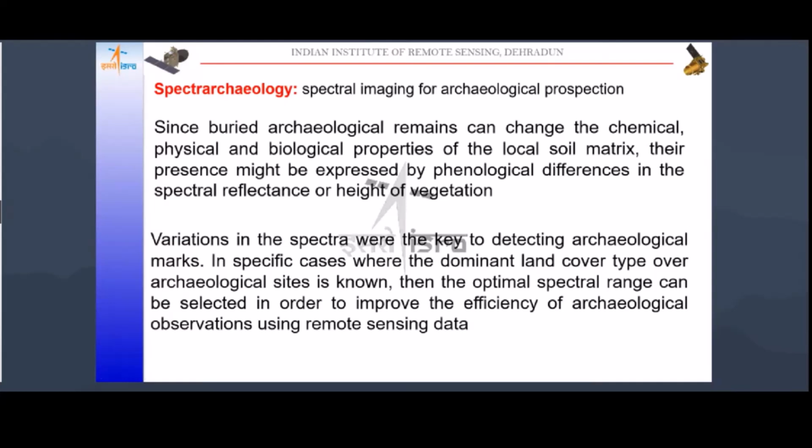Also, there may be changes in the normal vegetation. So maybe the height of the vegetation may be very less or very high. There may be an anomaly with the normal surrounding area. So if we are able to mark these changes, we might be able to pinpoint an area which might give us a clue of something to go for in excavation studies, etc.